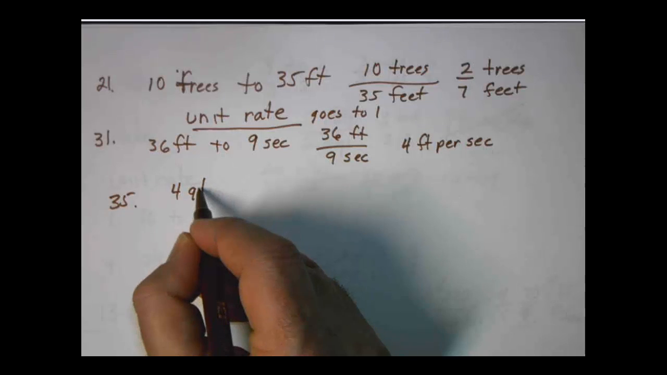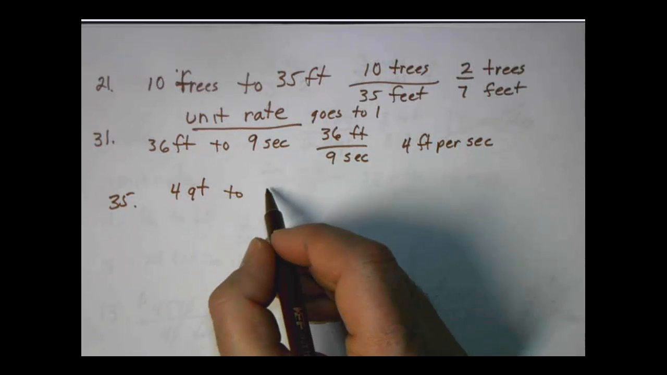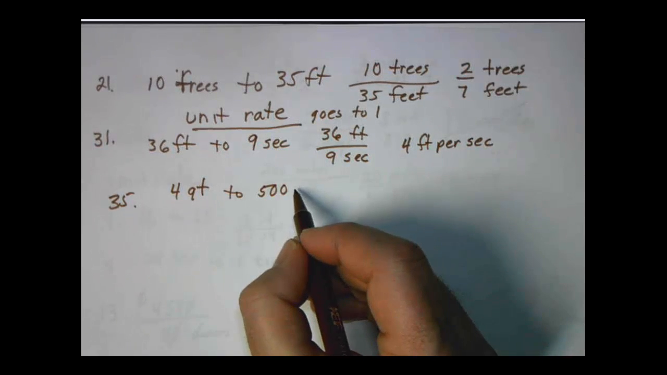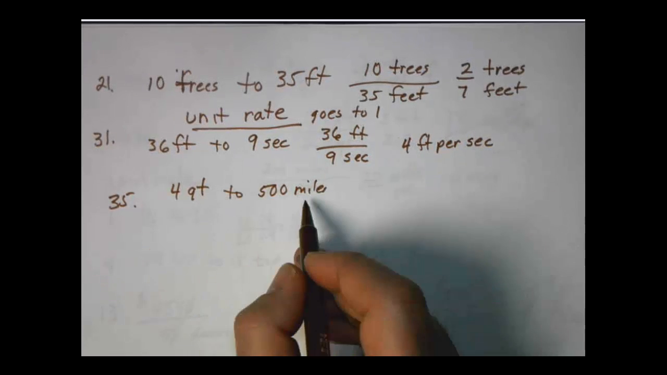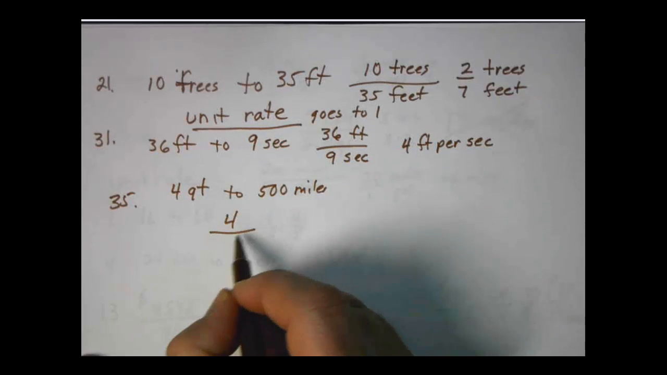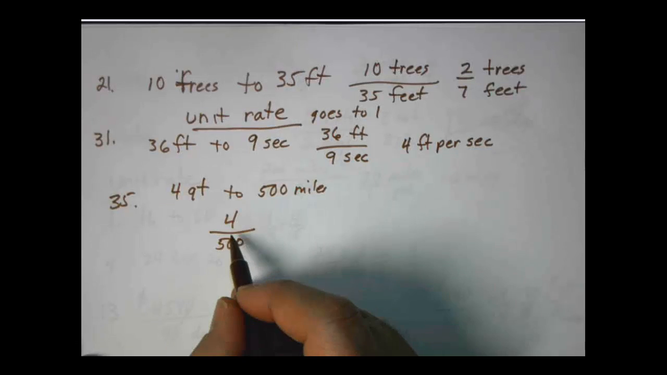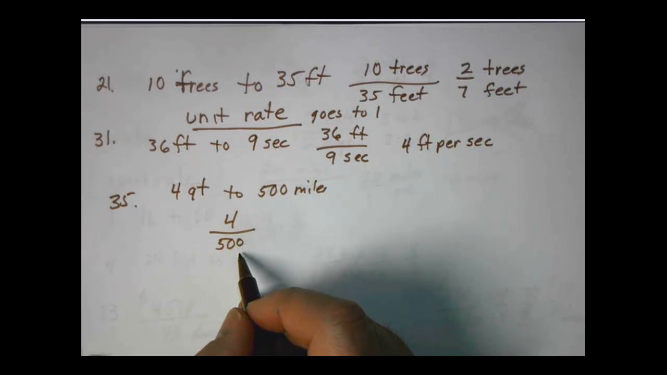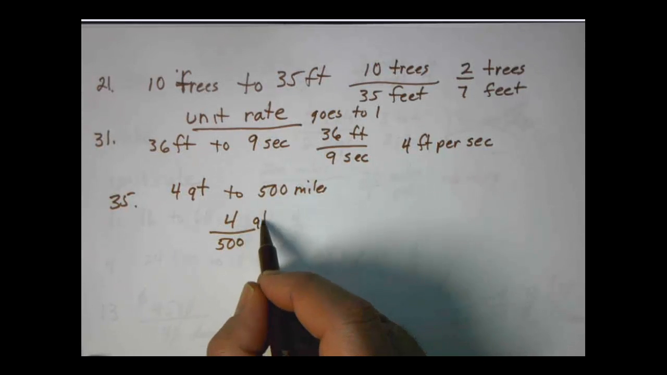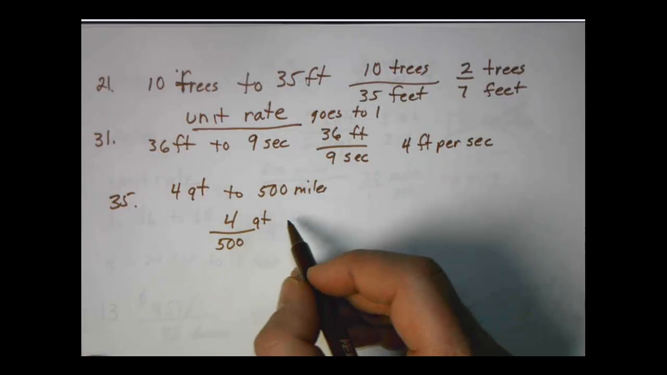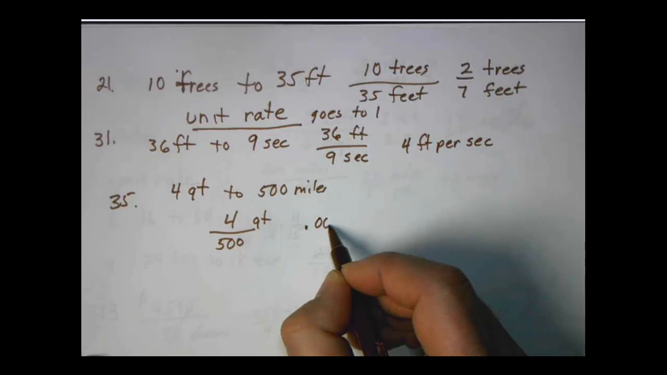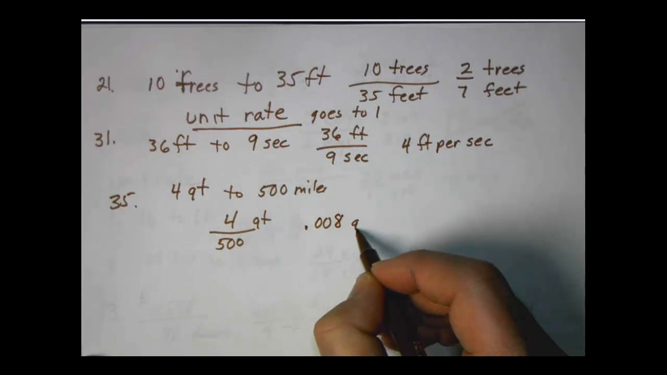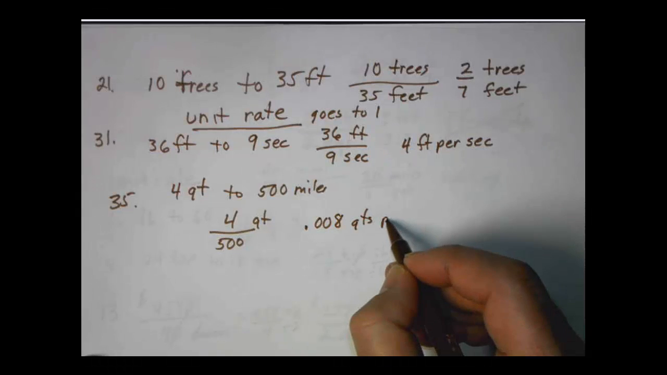We have 4 quarts to 500 miles. Let's say your car is not doing too well. And we're using 4 quarts of oil for every 500 miles. It's a burner. So again, we're going to set it up as a fraction. We're going to take the top number, divide it by the bottom. Remember, so we're going to take 4. You can do it on your calculator. If we do that, we're going to get 0.008 quarts per mile.